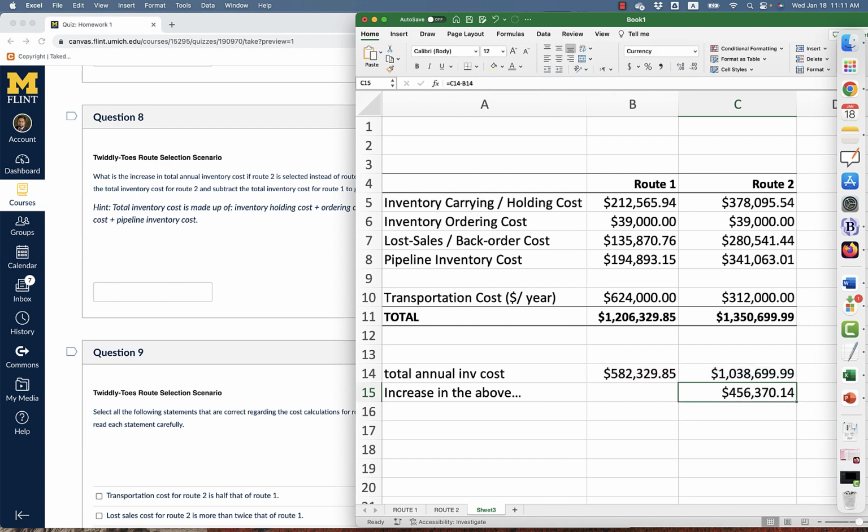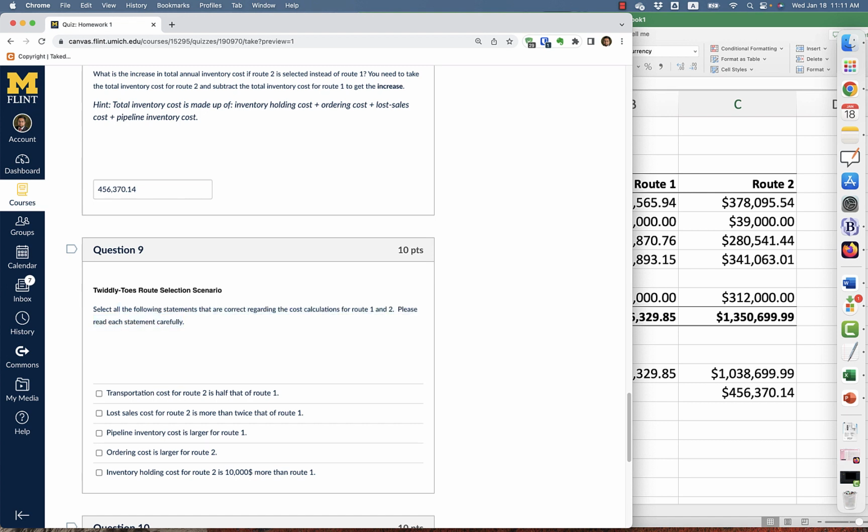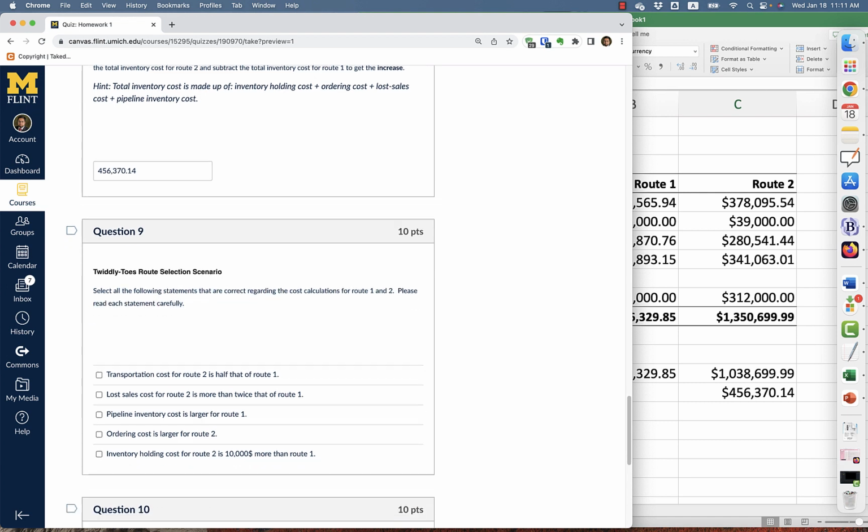Notice our inventory costs go up by almost $500,000. We only save $312,000 on transportation costs by going to the cheaper route, and so net we lose money. So 456,370.14. Question 9. Select all statements that are correct regarding the cost calculations.